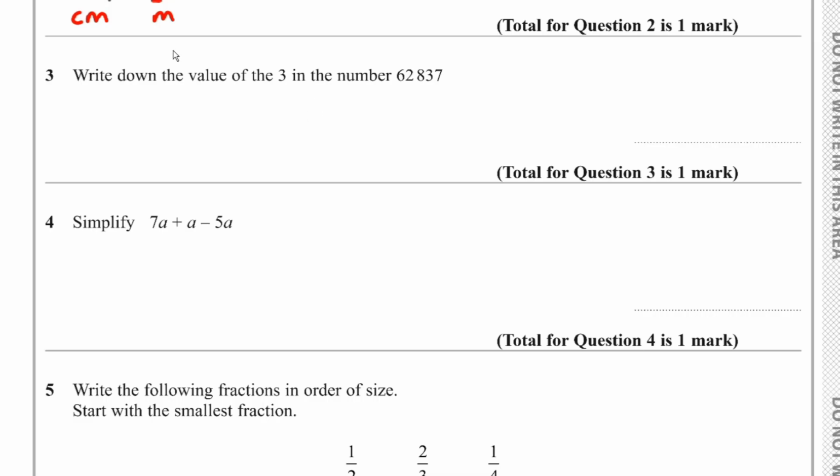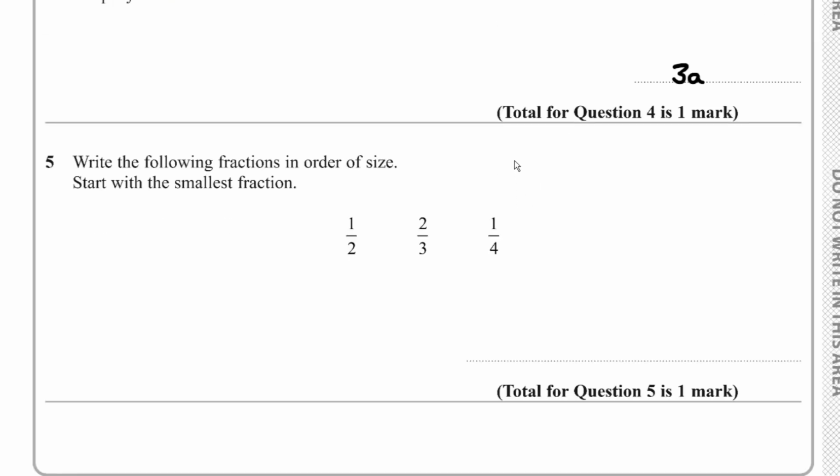Question number 3. Write down the value of the 3 in the number 62,837. So, here we would have 30. Question number 4. Simplify 7a plus a, subtract 5a. Well, 7 plus 1 is 8, subtract 5 is 3. Therefore, we have 3a.